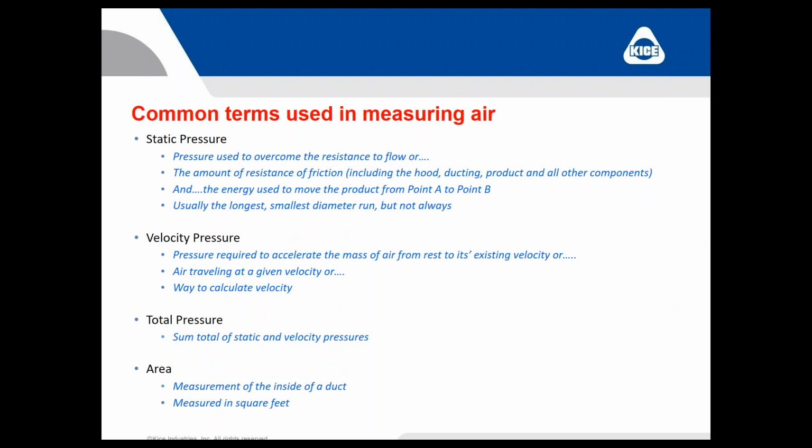Back to some more common terms that we're using. Static pressure. What is static pressure? Well, static pressure is the pressure that's used to overcome the resistance on the inside of the duct. It's the pressure loss across the hood, across the cyclone, across the filter, across the 3-inch ducting, across the 3-inch elbow, across the 16-inch branch fitting. All of those add up to our static pressure. It's usually the longest, smallest diameter run, but not always.